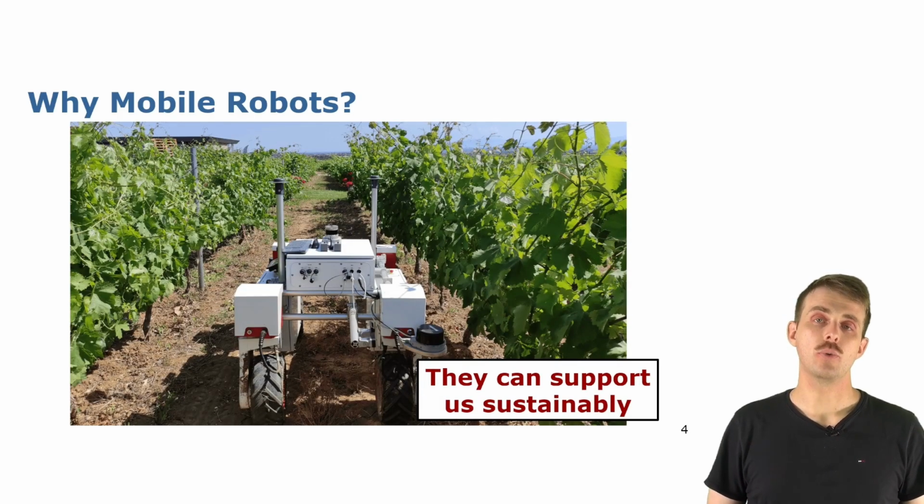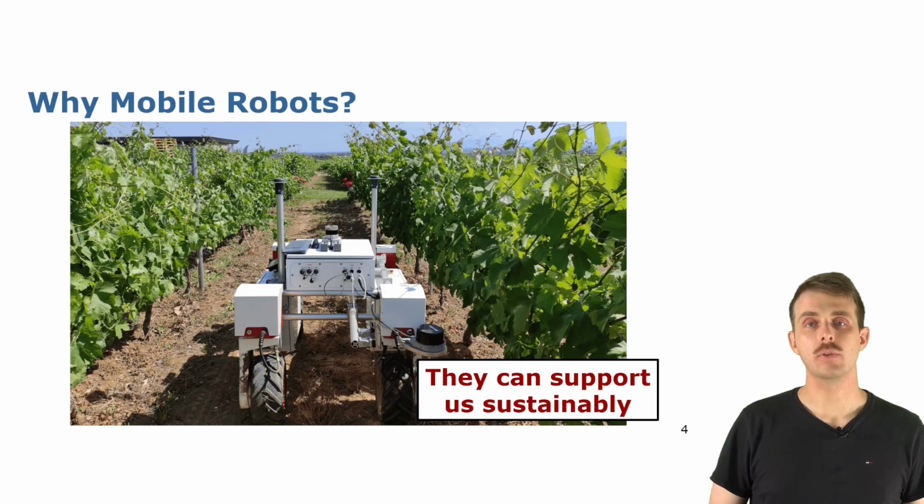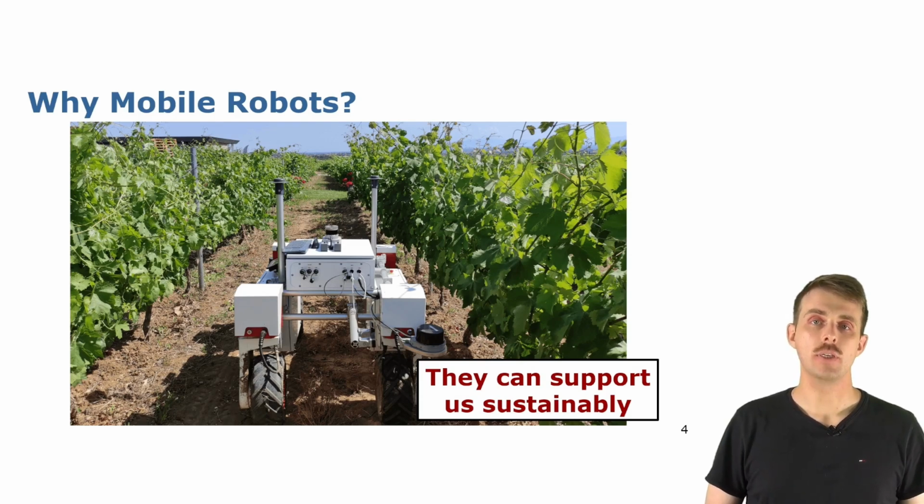Mobile robots can also support us more sustainably. So in this example, the image, you see a robot that is operating in an orchard, and this system can, for example, analyze the growth of plants and then use less fertilizers or herbicides that we would normally use.